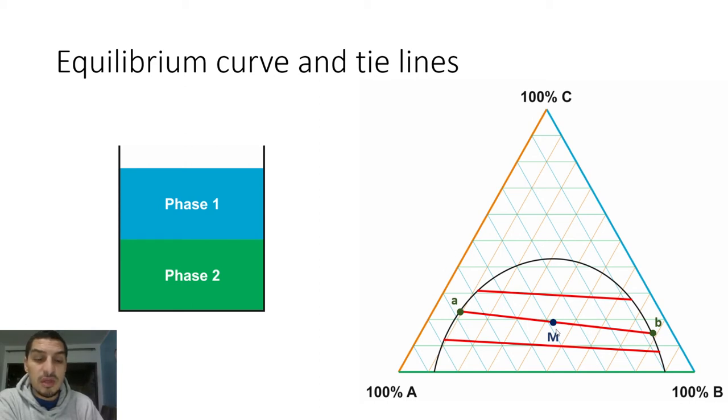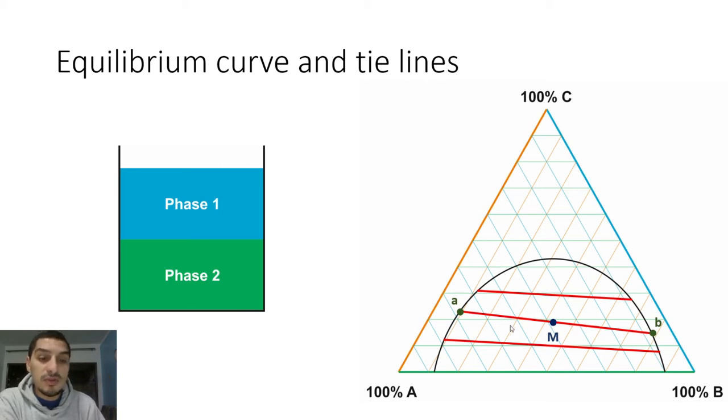So any point on this line would give you A and B mix, or phase A and phase B, with the same composition. However, the amounts would be different. So the ratio of the amount of B to the amount of A equals this distance divided by this distance, by the lever arm principle.